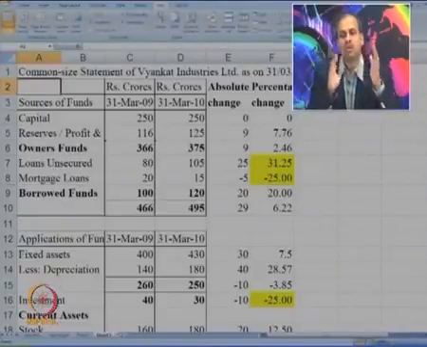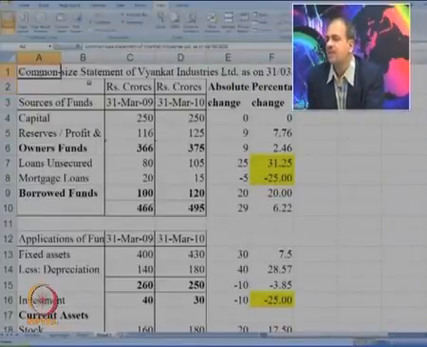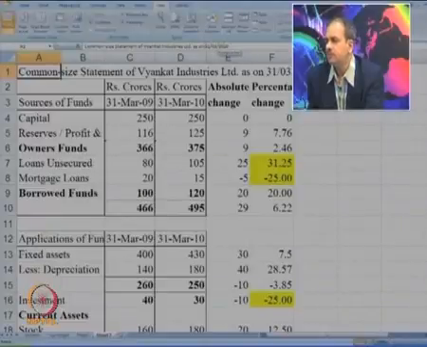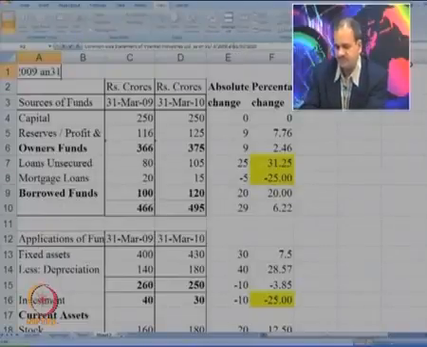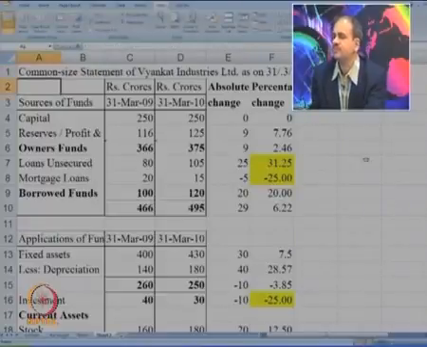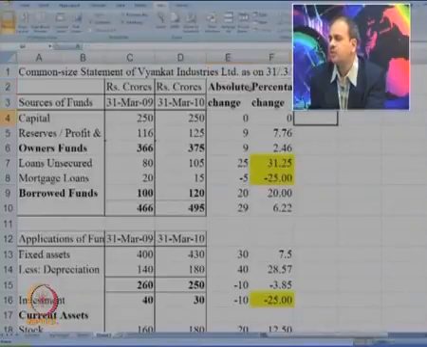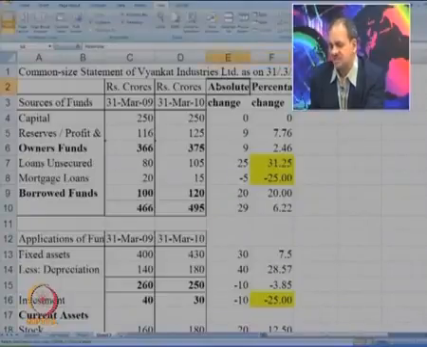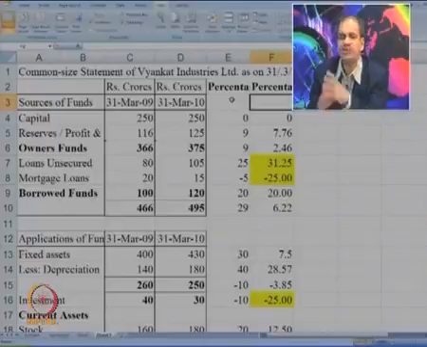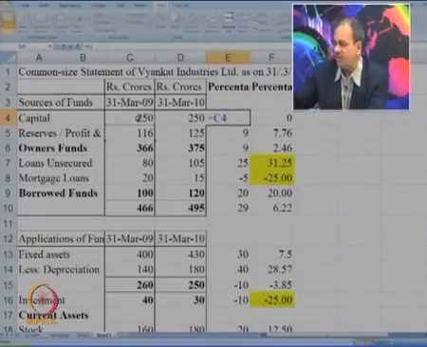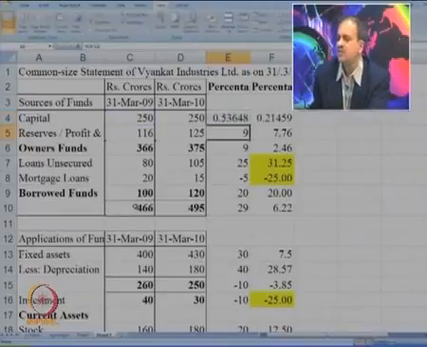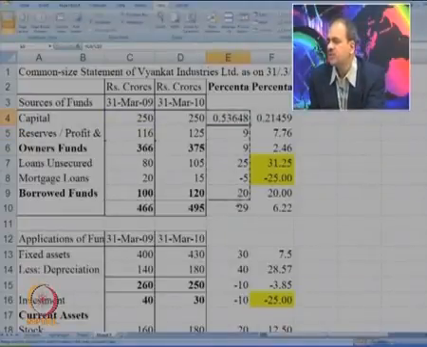Again, my request is you try to solve it with me so that you really understand. So, we are now making a common size statement as on both 31st March 2009 and 10. Now, instead of absolute and relative changes, we are going to calculate both in percentage terms. So, nothing to do with change now, but it is more a percentage of total. So, you can see this 250, I will try to relate to the total of sources, which is 466.